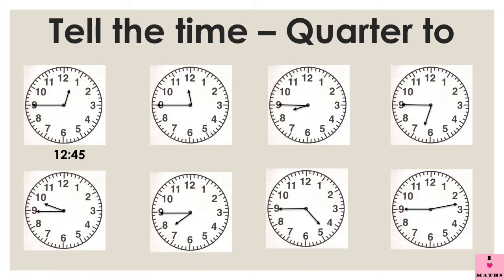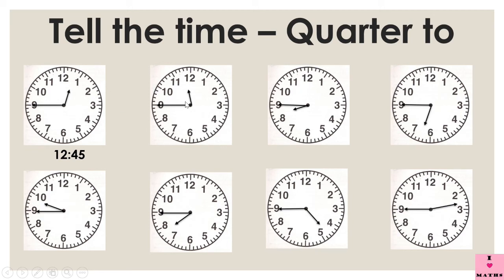Why do we call it quarter to 1, beta? Because only a quarter of the clock distance is left for the minute hand to reach 12 and make the time 1 o'clock. So this time is called quarter to 1.